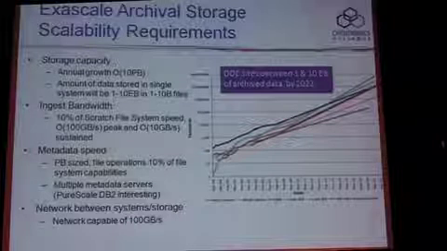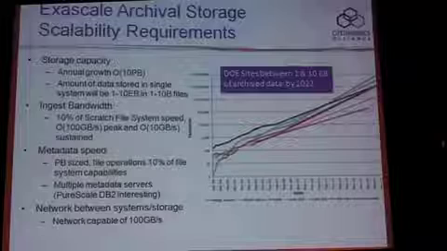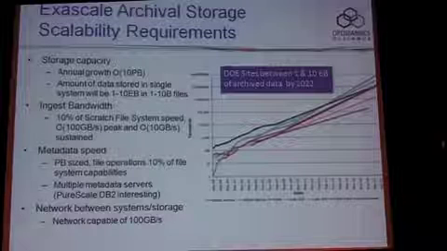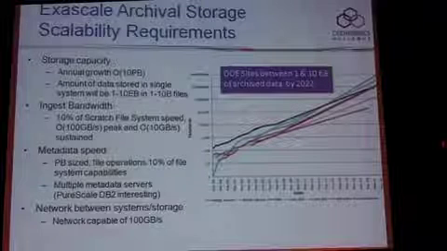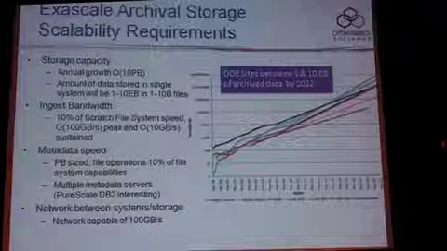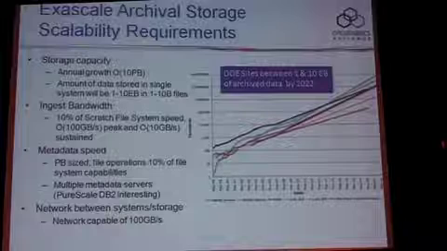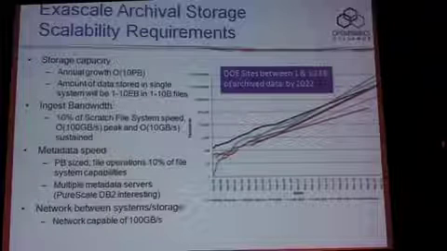The ingest bandwidth is still going to need to be about 10% of the scratch file system speed, and you could see that from that triangle I gave you a while ago, the pyramid. Which puts us at basically 100 gigabytes a second peak and tens of gigabytes a second sustained. I think it's very feasible from an archives perspective.